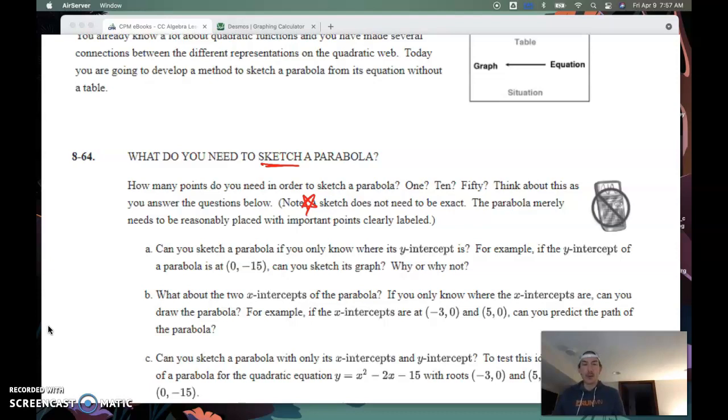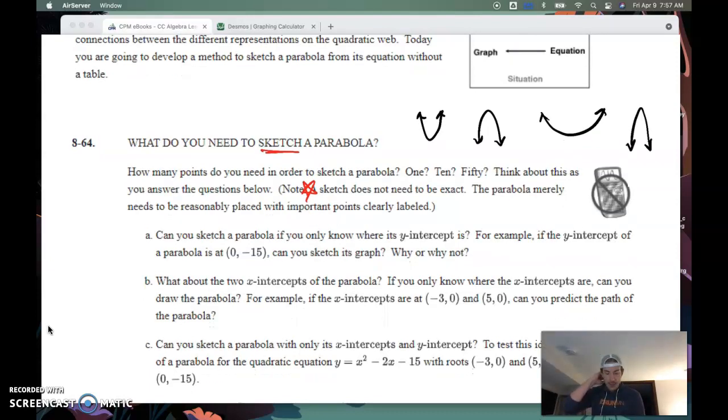We've got a couple of leading questions here. The first question is, can you sketch a parabola if you only know what the y-intercept is, right? We know that a parabola can take on a couple of different shapes. We can have an upward or a downward opening parabola. We can have a very wide opening parabola. We can have a very narrow, skinny parabola, etc.